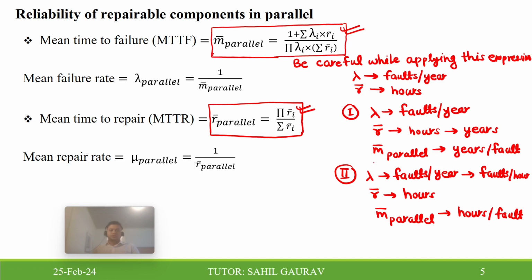So just be careful while applying this expression. Other expressions do not have that much problem, because in the numerator and denominator the units get cancelled out. But here you have to take care. You have to convert either the mean failure rate or the mean time to repair into the equivalent terms. We will see some problems based on that.